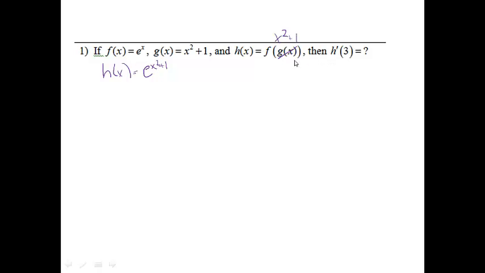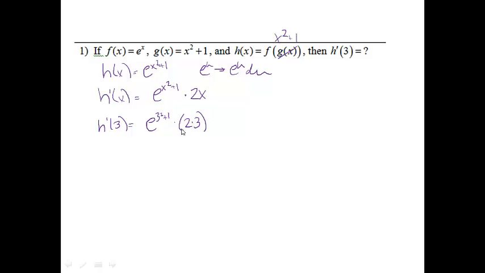Now this problem asks me to find h prime of 3, so I first of all need to find h prime. This is an e to the u problem, so when I take the derivative of it, it will be e to the u du. So this will be e to the u, which is just e to the x squared plus 1, times du, which would be 2x. Alrighty, now I'm ready to find the derivative at 3. So now I'll just plug 3 in for my x values. And now if I do that, I will get e to the 10th times 6. And so my final answer will be 6e to the 10.